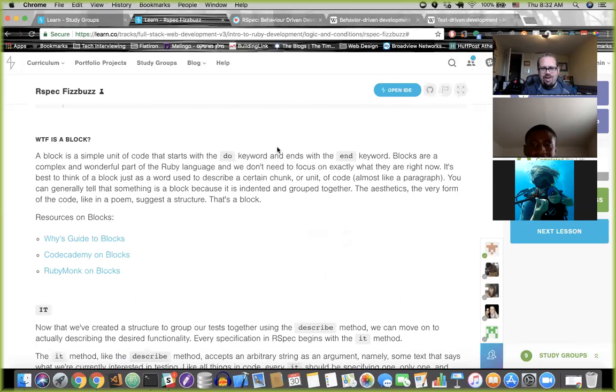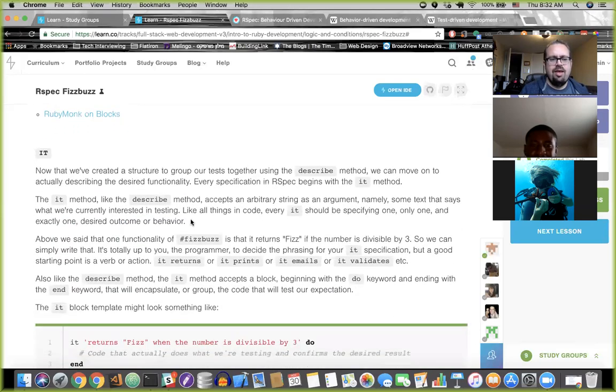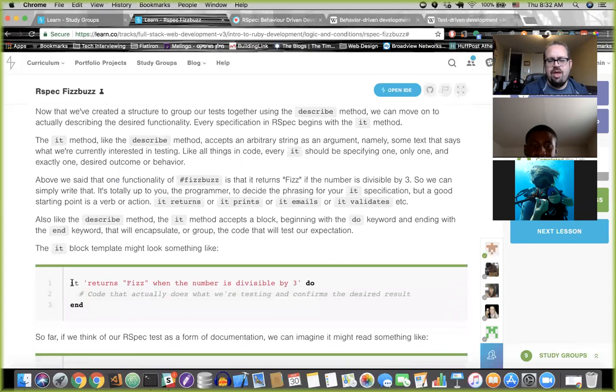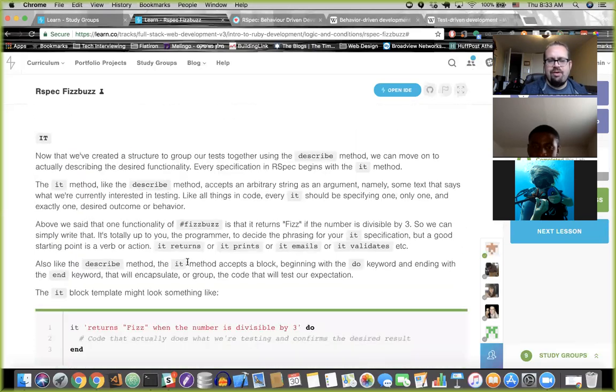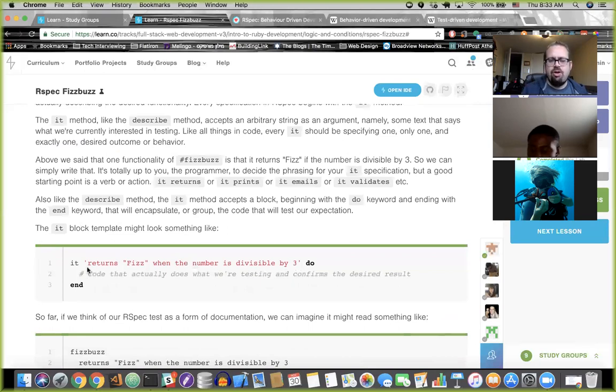And look at this. What is a block? A block is a simple unit of code that starts with a do keyword and ends with the end keyword. That's all it is. The word it is actually describing the desired functionality. Every specification in RSpec begins with the it method. Here, again, it's arbitrary, but it returns fizz, the number is divisible by 3. It's a good idea to always use a verb or an action in your it descriptor: it returns, it prints, it emails, it validates. So you're going from describe, the thing we're testing, and it breaks it down one more layer of specificity by using action verbs.